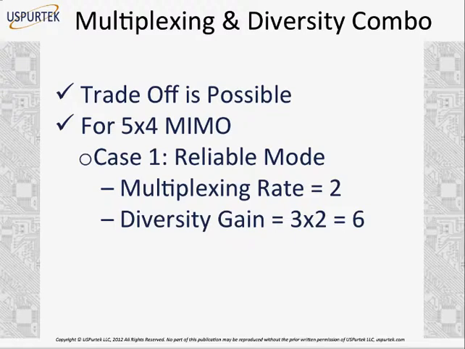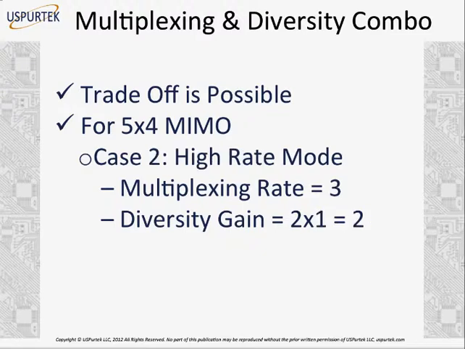Now let's say I choose a multiplexing rate of 2. That means from this 5x4 MIMO, I am dedicating 2 antennas on the receive side and 2 antennas on the transmit side for throughput. My minimum requirement for throughput here is a factor of 2. Then I am left with 3 antennas on the transmitter side and 2 antennas on the receiver side. So my diversity gain is now 3 cross 2 equals 6. That is the trade-off I make. By choosing a lower multiplexing rate, I can have a better diversity gain, better signal to noise ratio and better reliability.